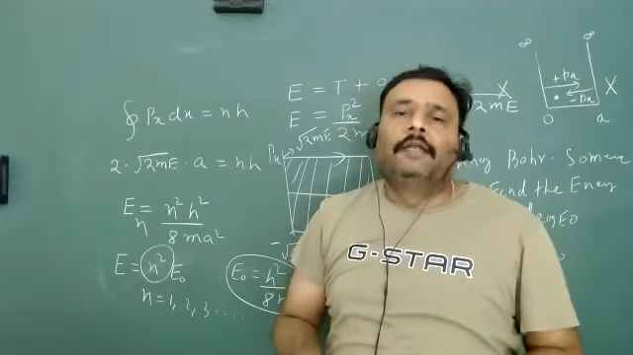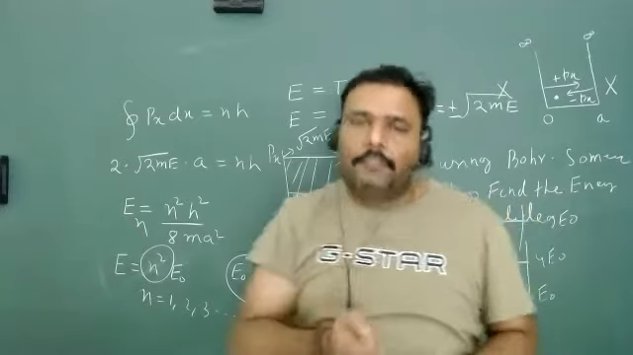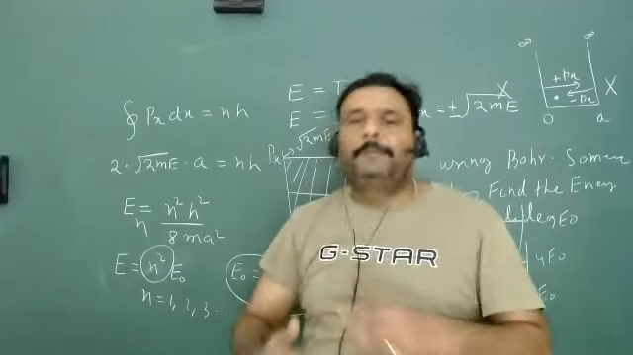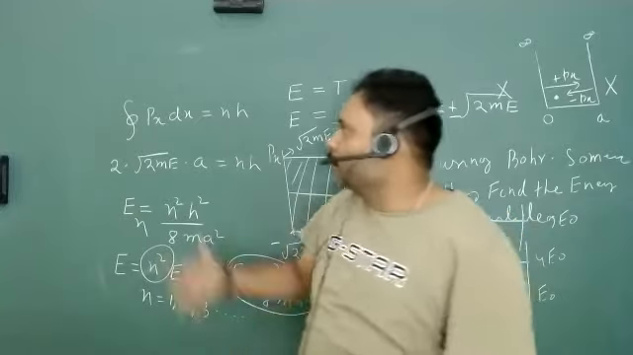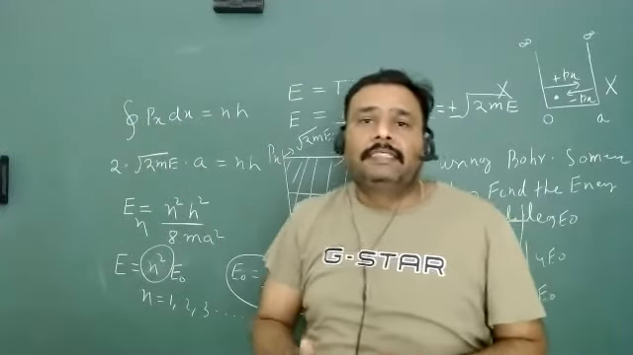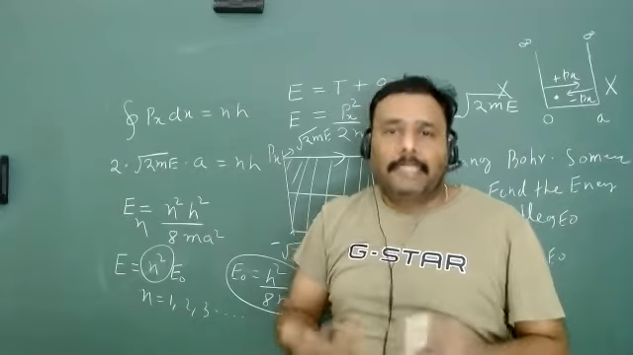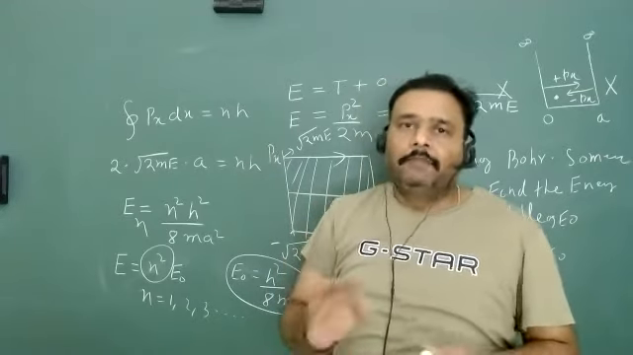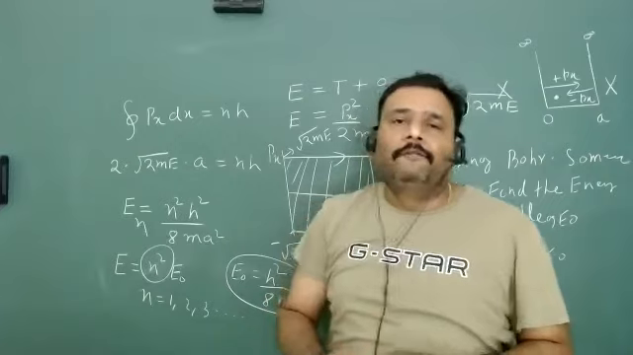So what have we learned? We have learned that at the microscopic level, if the system is bounded or in periodic motion, periodic motion meaning you can find a closed curve in the phase space, then energy is not continuous, but rather it is discrete in nature.